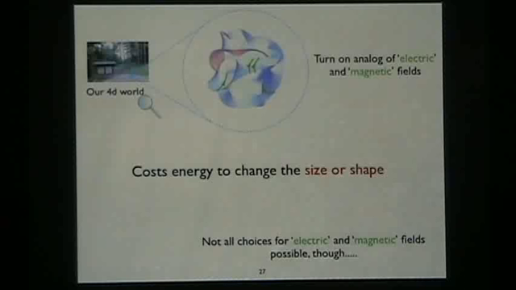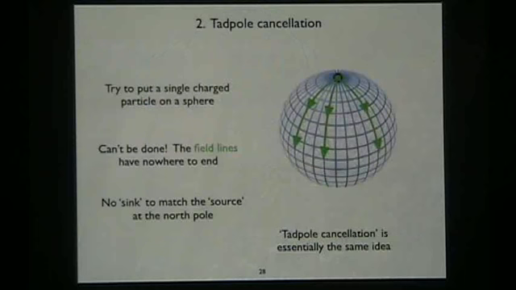So our basic strategy is to take these extra dimensions and introduce electric and magnetic fields and other objects too, in order to introduce an energy cost to changes in the size and shape. But this is going to bring me to the second problem, because not every choice for the electric and magnetic fields is possible. You have to be careful when you're turning on electric and magnetic fields on a geometry like this that's curved up. And that brings me to the thing that's called tadpole cancellation.